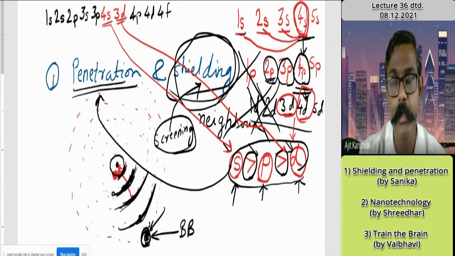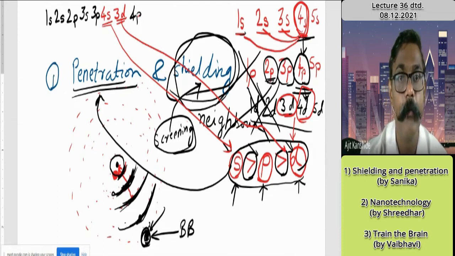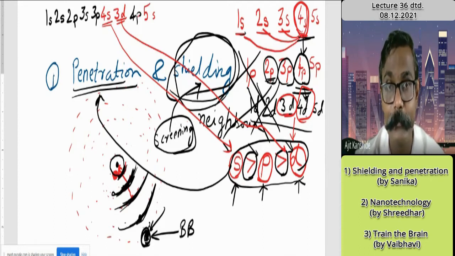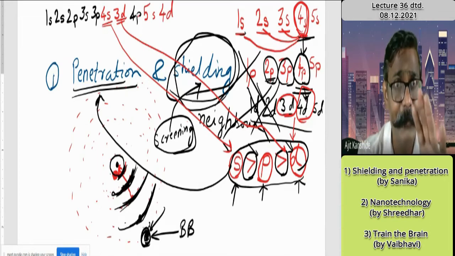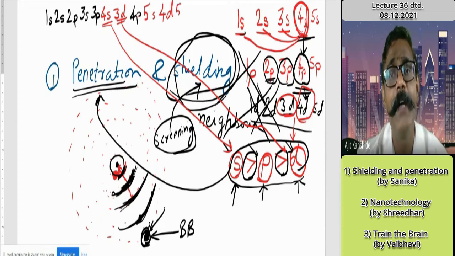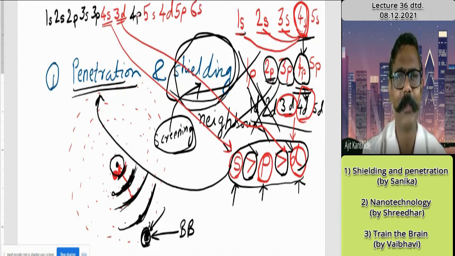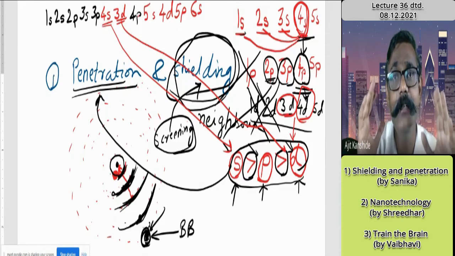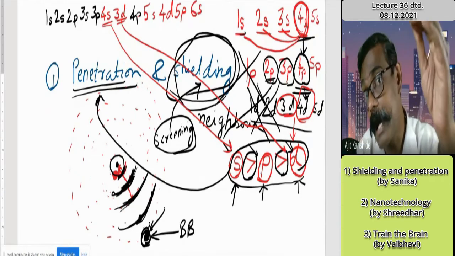Similarly, if you continue this study, you will find that after 4P, in spite of 5D, there comes the orbital 5S. After 5S, we expect 5P, but 5P doesn't come. There comes 4D. It is general I'm saying; element-wise it changes. After 4D, we expect the 4F, but 5P comes. After 5P, we expect 5D, but 6S comes. All these variations are because the penetration tendency is different and energies are also different.